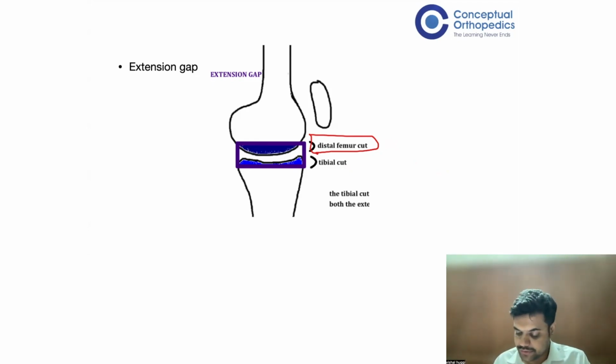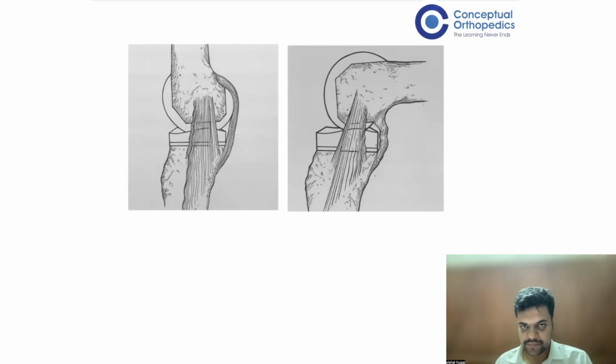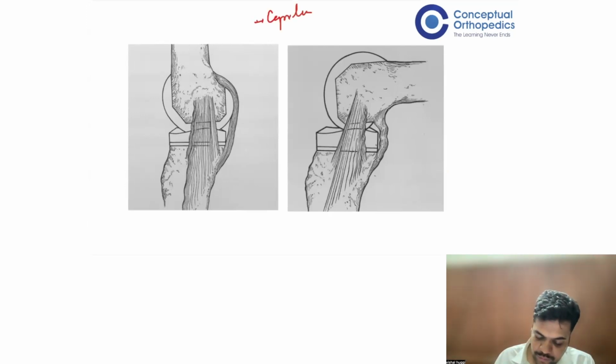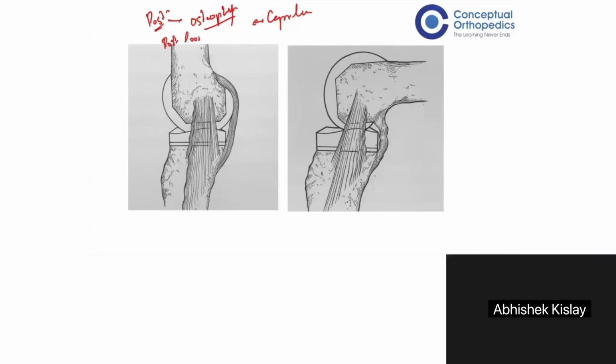Okay, what are the soft tissues? The joint capsule, yes, it is the capsule. Before moving on to this, first we have to look for osteophytes. What osteophytes? Posterior osteophytes. This is a must. Posterior osteophytes, posterior loose bodies.